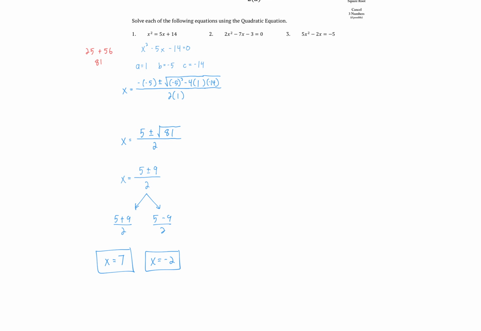Okay, this one, I don't know if you can look back, this could have been much easier to solve by the normal method, but we're just practicing right now, okay? And sometimes maybe you don't see the normal method. You can always do the quadratic formula.